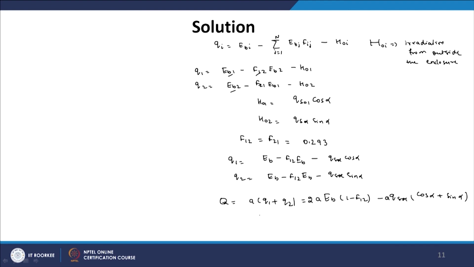So, this becomes Q is equal to 2 times the area A, sigma T to the power 4, T is the temperature of the groove, 1 minus 0.293, minus Q solar, cos alpha plus sin alpha. So, this is how you can incorporate the irradiation from outside the enclosure into your problem.